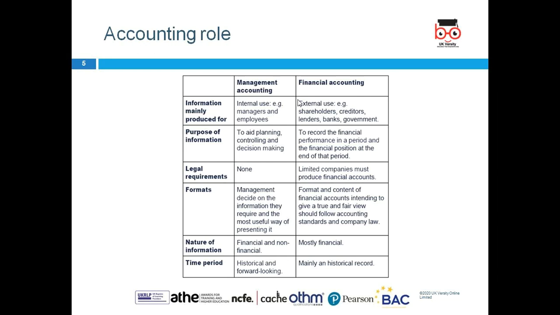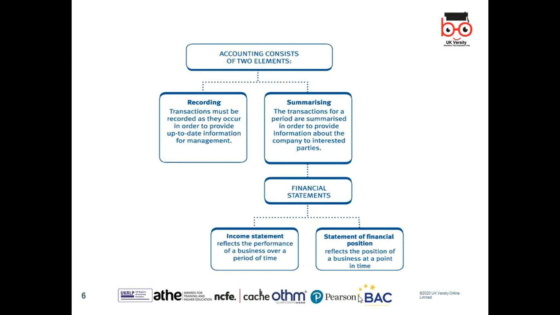It's compulsory for a company to prepare four types of financial statement: statement of profit and loss, statement of financial position, statement of cash flow, and statement of changes in equity. Equity means the shares, how many shares we issue during the year. All limited companies must produce financial accounts in the required format, and we should follow financial reporting standards and company law. The nature of the information can be financial and non-financial, mostly financial under financial accounting. The time period can be historical and forward looking, but financial accounting is all historical. Every 12 months we must produce a financial statement.